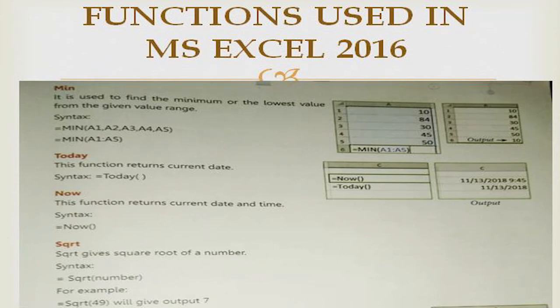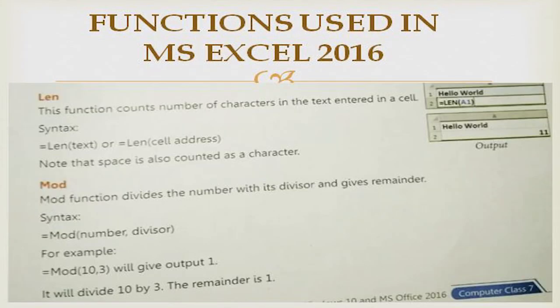So next one is square root. Square root gives the square root of a number. You might be asking, what is the square root of 49? The output will come as 7. And next one is the len function. The len function counts the number of characters of text entered in a cell. That means it will count how many letters are there in that particular word. Next one is the mod function. The mod function divides the number by its divisor and gives the remainder. For example, mod of 10 and 3, the output will be 1. That means if it divides 10 by 3, the remainder is 1. The mod function will give the remainder.